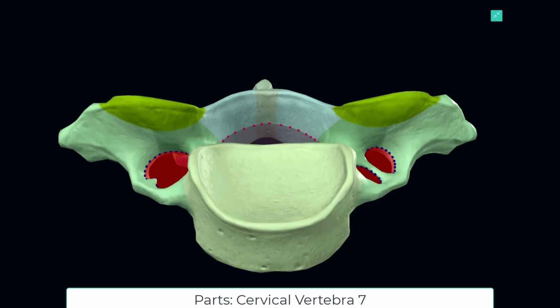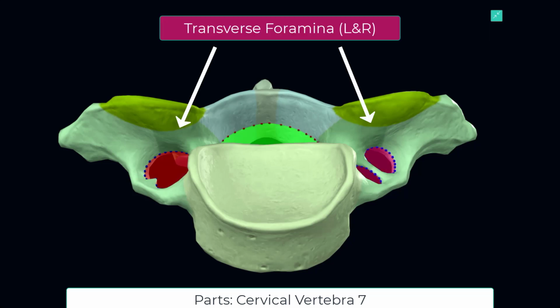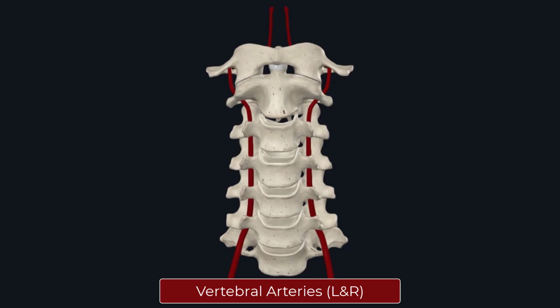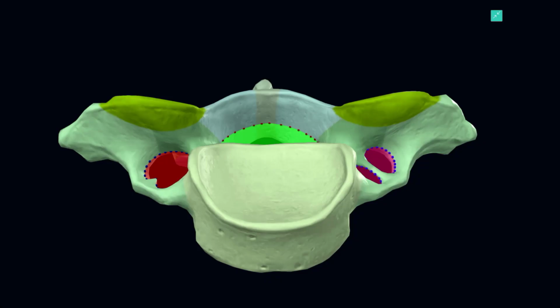The first uniqueness that we are seeing here with regard to the cervical vertebra is that we have foramina in the transverse processes. This evolutionary feature is a very important one because it allows blood vessels such as vertebral arteries to go to the skull, to the brain, so these foramina protect the vertebral arteries.